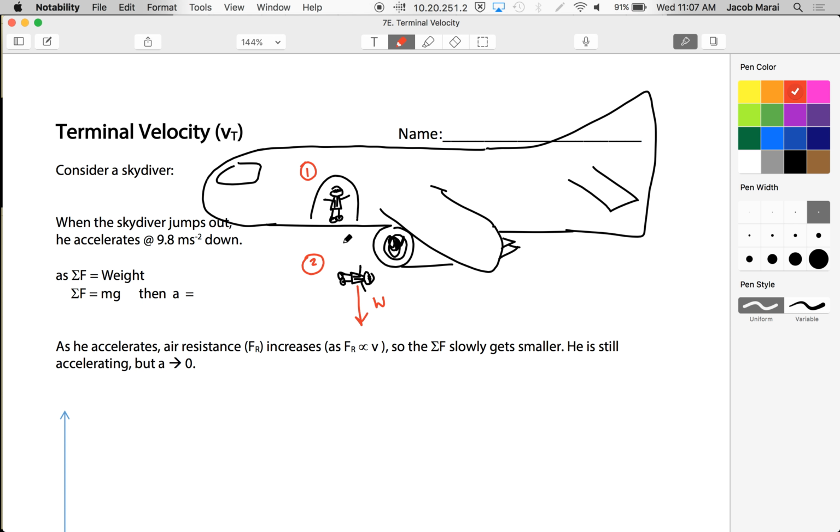Now we could say that Newton's second law is that his acceleration would be the sum of all forces divided by the mass, which we could write as mg over m, and in that equation the masses cancel, and his initial acceleration is that of gravity. So at the start, he will be accelerating downwards at 9.8 meters per second squared.